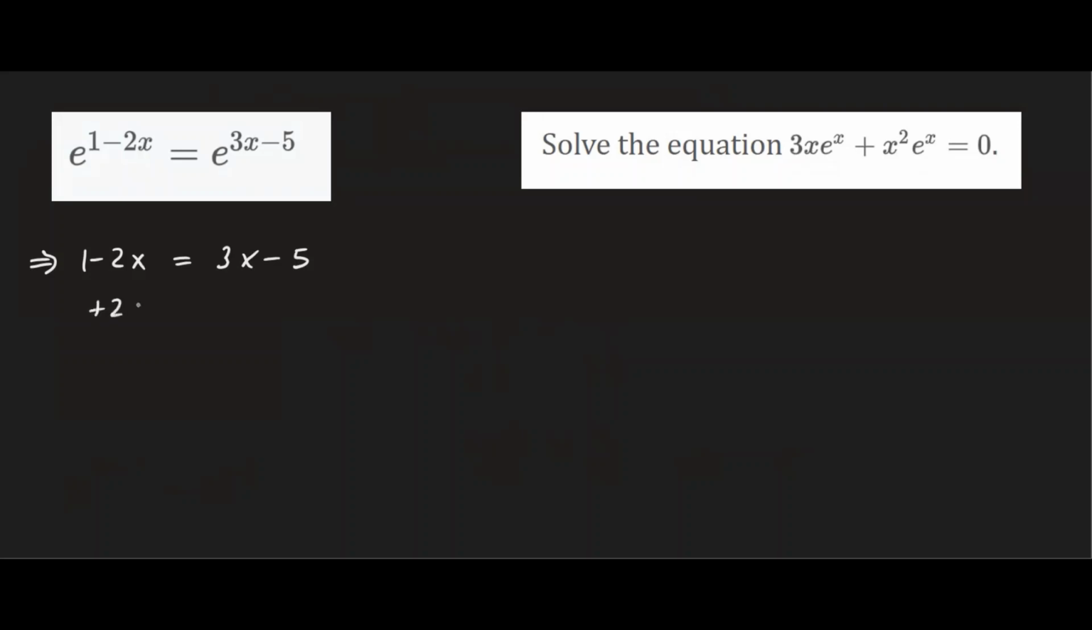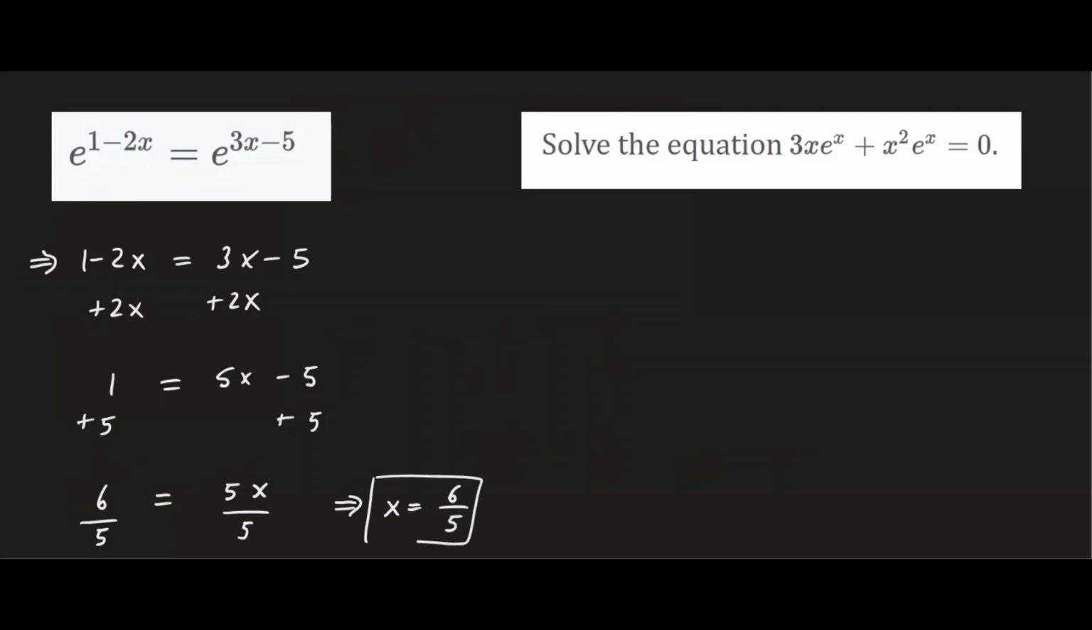I'm going to add 2x to both sides. That gives us 1 is equal to 5x minus 5. And then I can add 5 to both sides, which gives us 6 is equal to 5x. Finally, we can divide by 5 on both sides. Hence, we have x is equal to 6 over 5. So there you go. That's our solution to this exponential equation.